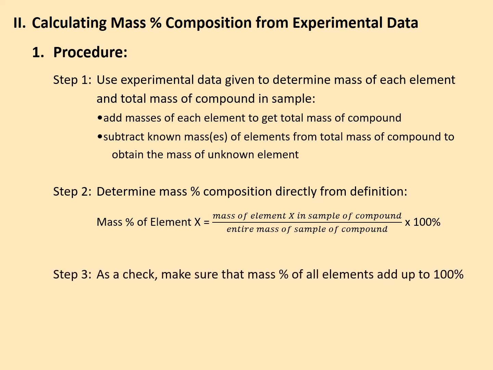And finally, step 3 is provided here to serve as a check, an important check against errors. You know that when you add up all the mass percents of each of the elements in the compound, they'd better add up to 100%. And if for some reason they don't, then you know you've got an error in your calculations somewhere.